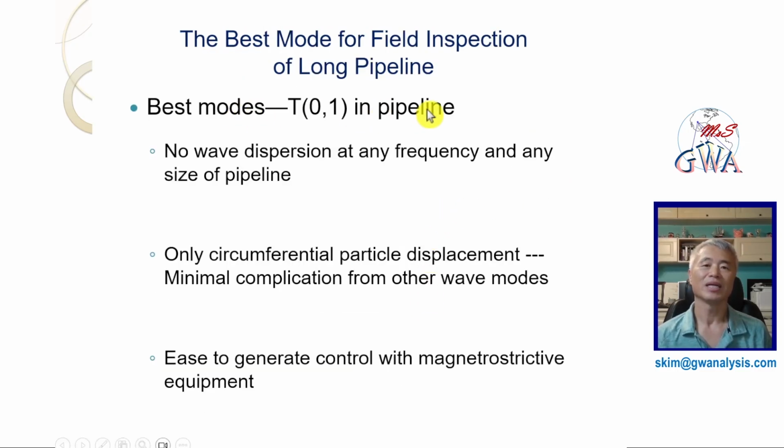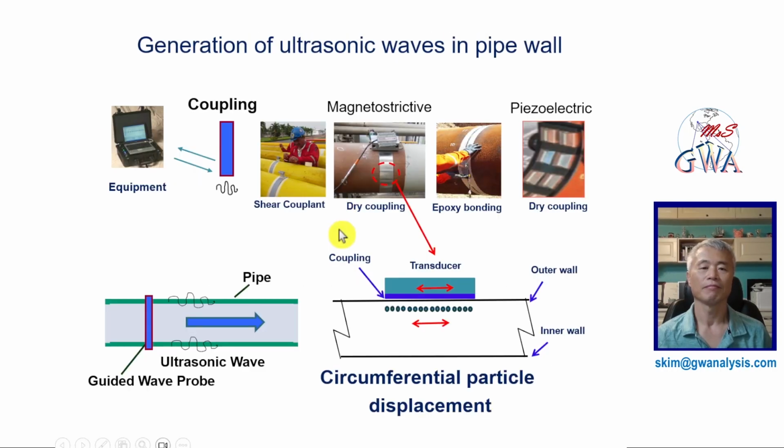The best mode in the guide wave testing of a pipeline is a fundamental torsional mode T01 with the following merits. First, it has no dispersion at any frequency and any size of pipelines. Second, it has only circumferential particle displacement, so that it has minimal complication with other wave modes that have radial and axial particle displacement. Third, it is easy to generate with magnetostrictive guide wave testing equipment.